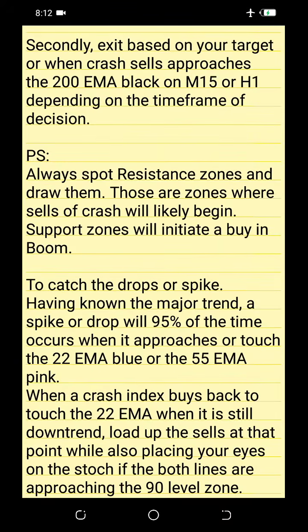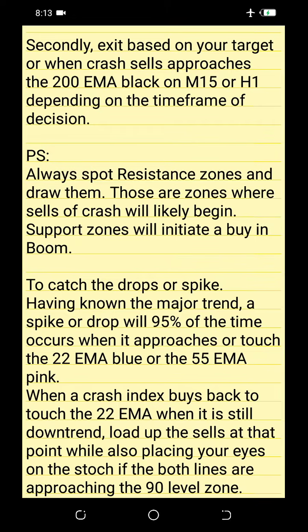Now, PS. Okay. Postscript. Always spot resistance zones and draw them. Those are zones where sales or crash will likely begin. Don't just start. This is for people who understand price action. Look out for resistance zones. Mark them. What I do is that in my own chart, I will mark those zones.